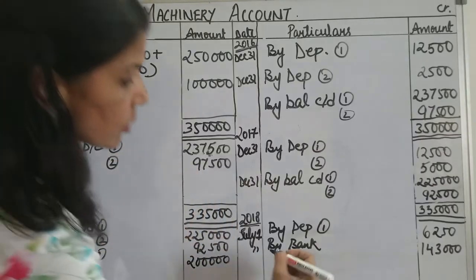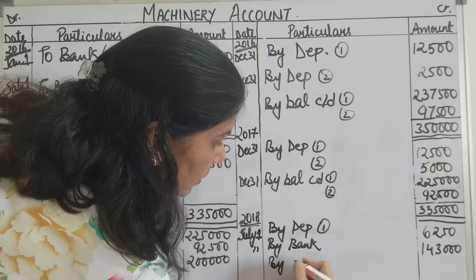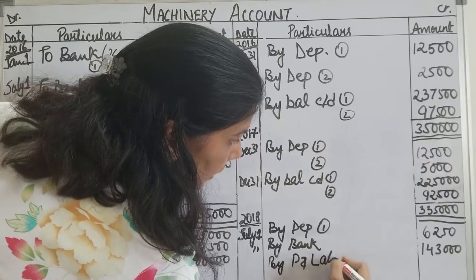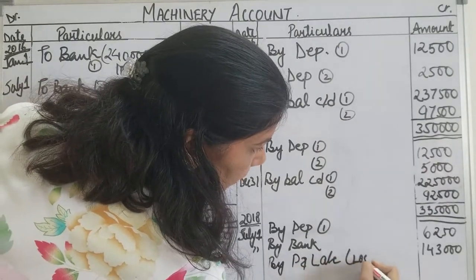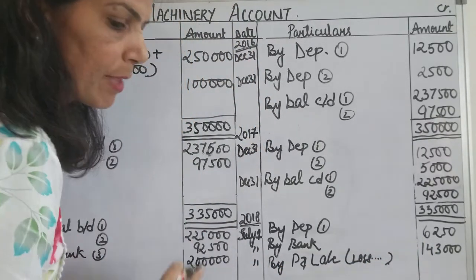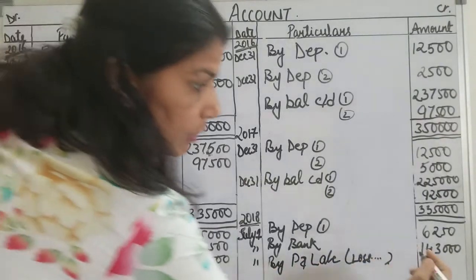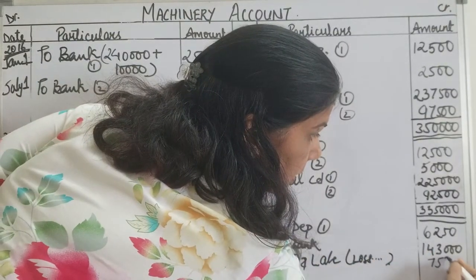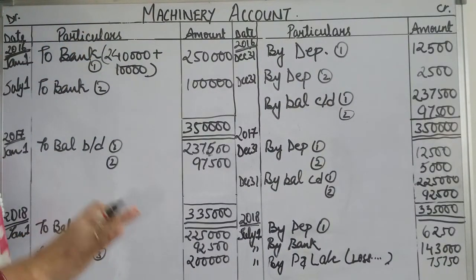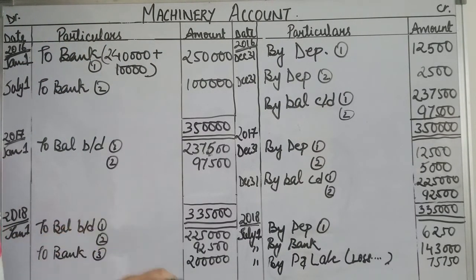So let's just enter this amount in our account. So now let's just write the amount of loss in our account, and this loss will be transferred to profit and loss account, and in brackets write loss on sale of machinery. Okay, date will remain the same and the amount of loss was 75,750, right? Now this first machinery's account is all closed.